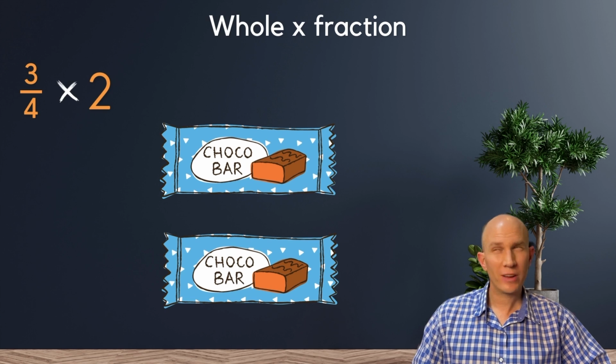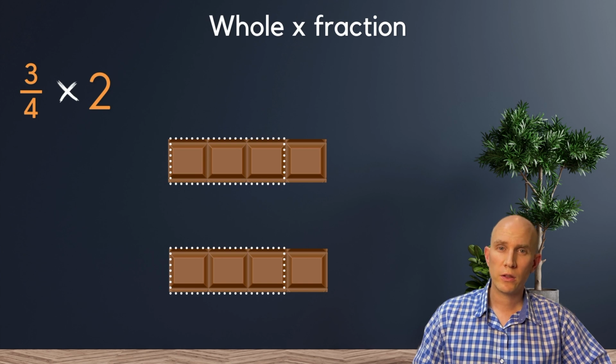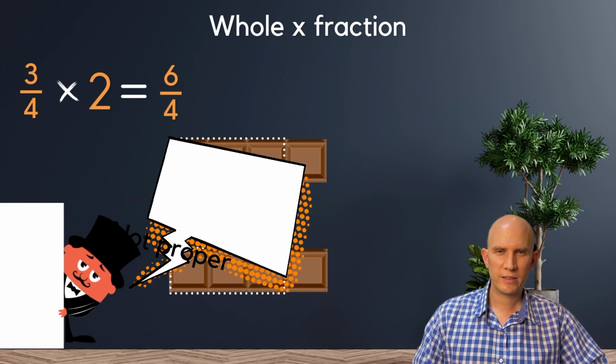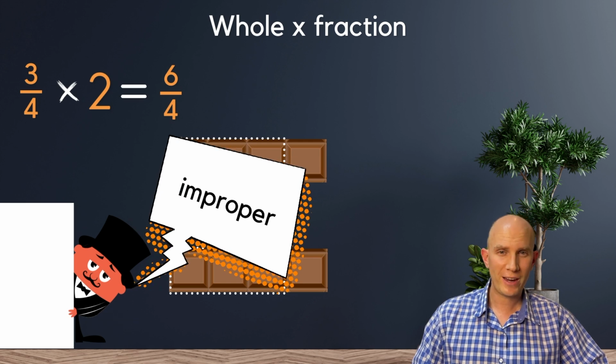What happens if we have a look at 2 chocolates? Well, pretty much the same thing is going to occur. You're going to take 3/4 of each of them. But now you've got double the amount. So you've got 3 from the one and 3 from the other. If we have a look at this, we've got 6 pieces in total, and the originals were cut into 4 pieces each. But this isn't right. It's not proper. It's an improper fraction.